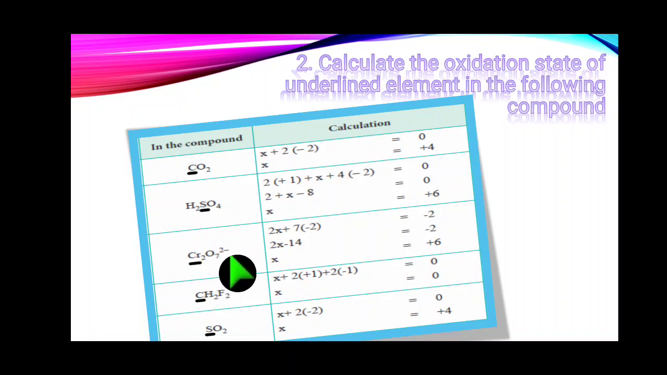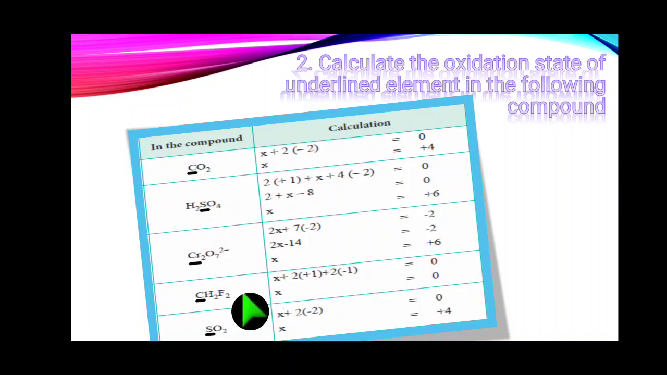Then similarly, dichromate ion, Cr2O7, the total charge is minus 2. When we write in the algebraic method, since the charge is given, it will come on the right-hand side, equal to the value of the charge, minus 2, not 0. Here chromium we are going to find, but the suffix 2 is there, so 2x, then oxygen suffix 7, 1 oxygen charge minus 2, equal to minus 2. So 2x minus 14 equals minus 2, x equals plus 6 for chromium.